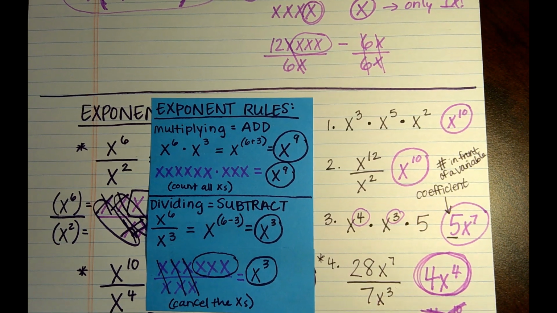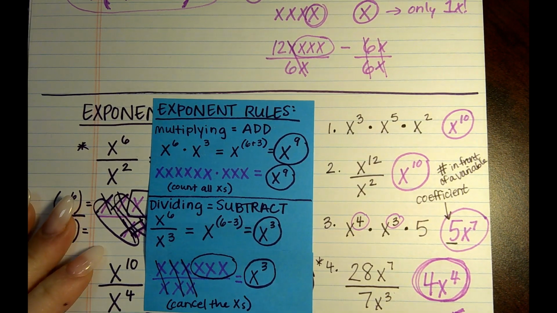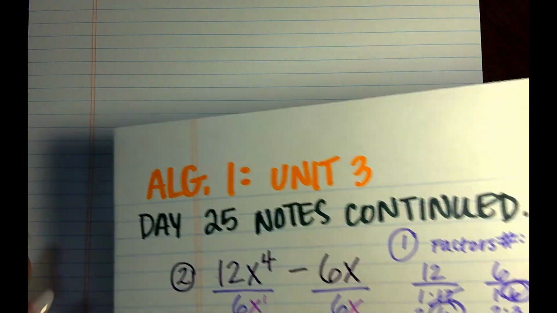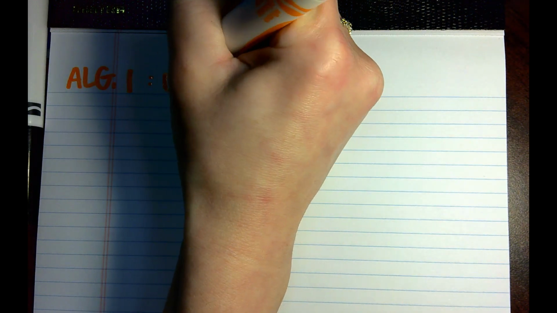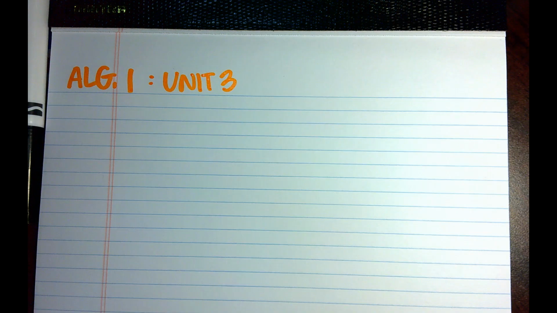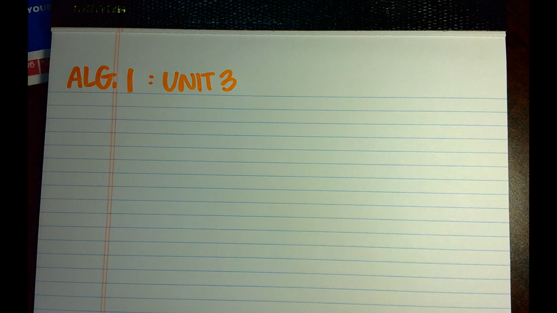Okay, so now that we've kind of reviewed this, let's go back to the factoring itself. I am going to pull out a new page. I'm going to start a new page of notes. This will hopefully be the last page before I get you an exit ticket. And I'm going to work on getting you guys lots of practice if anyone is interested in that. Some practice worksheets. So Algebra 1, again, Unit 3. Still day 25 notes.